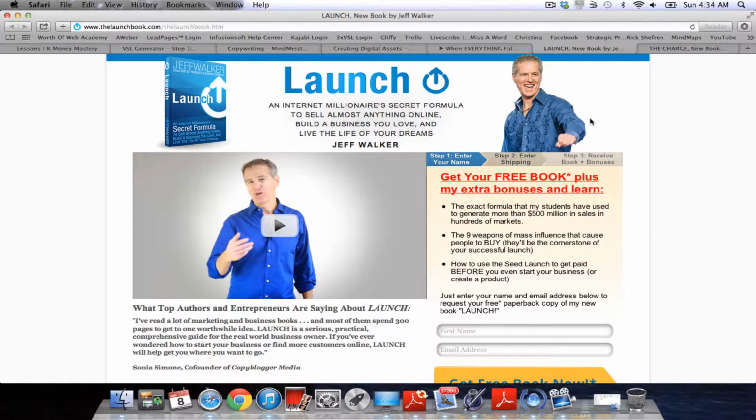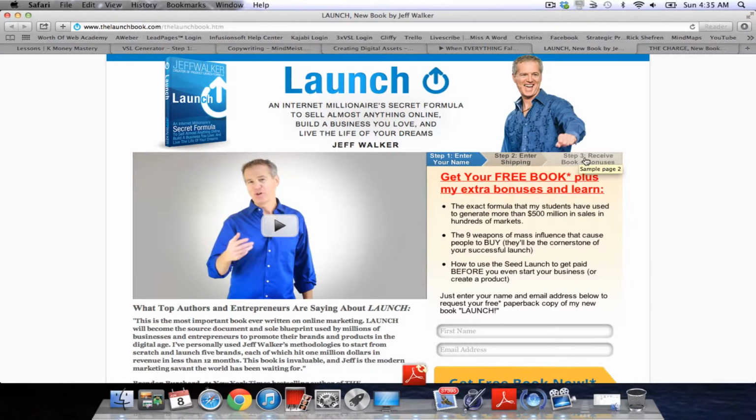And then of course there's the video, and there's these breadcrumbs, these arrows right here that tells you specifically what you need to do to get the book. Enter your name, an email address, and then on the next page you will enter the information you pay for it, and enter your shipping address, and then you will receive the book. And he also has bonuses.